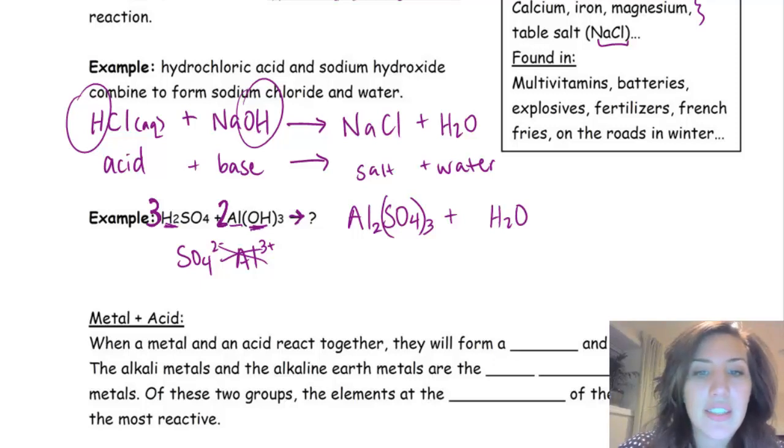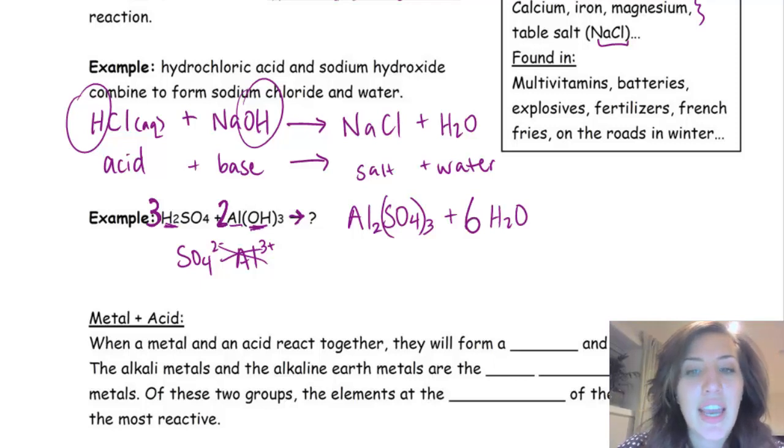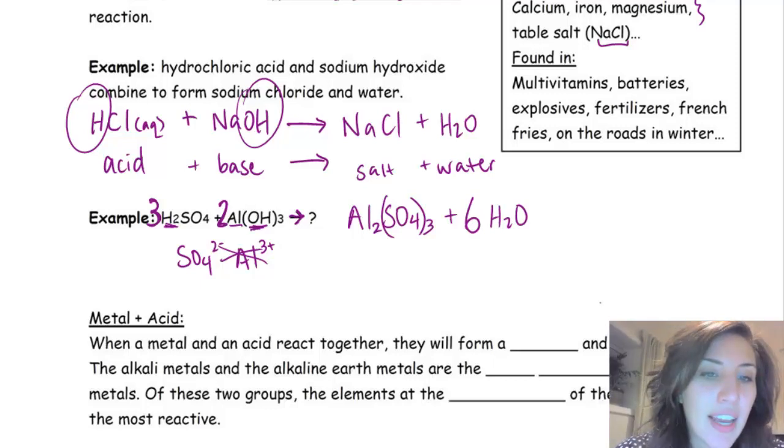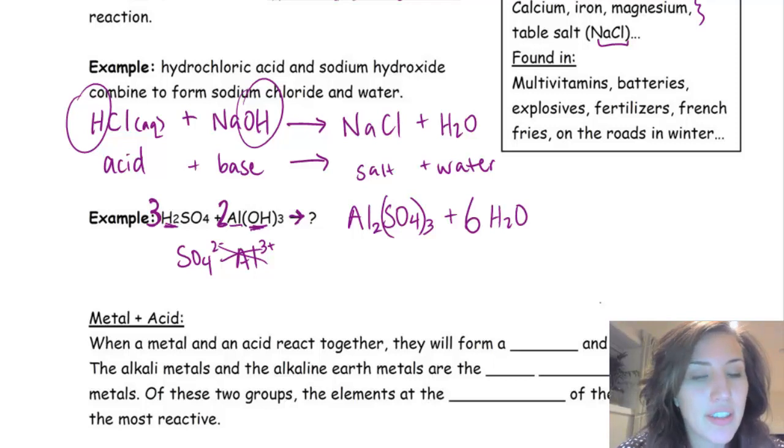We've got 6 plus 6 is 12 H's, so we need to put a 6 here to make 12 H's, and then 4 times 3 is 12 plus another 6, 18, and let's check here, 12 plus another 6, 18. Beautiful.